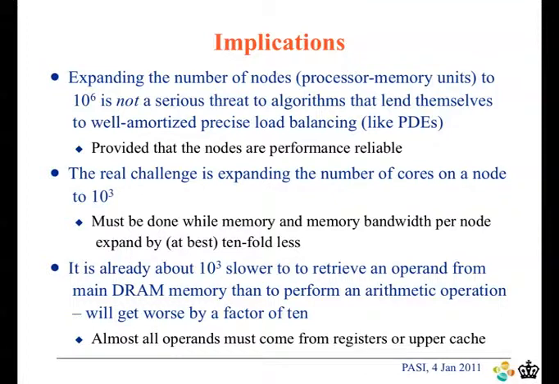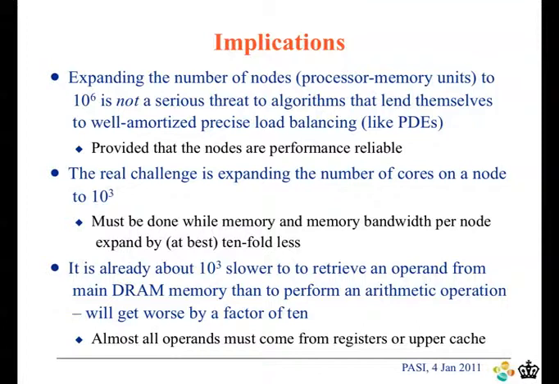That's not a serious threat. We know how to do well load balanced algorithms at 1 million nodes, if the nodes perform reliably, if they all perform the same way, for an equally balanced load. The real challenge is expanding the number of cores on a node from 1 to 10 to the 3rd.